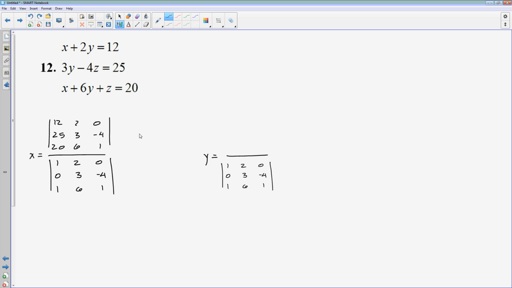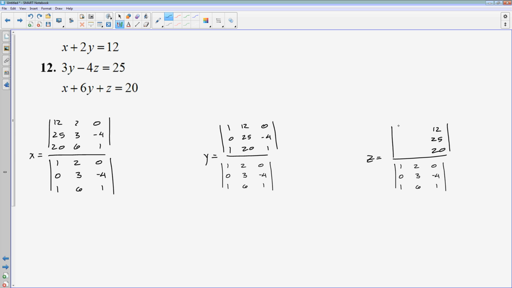And then on top, if I'm solving for y, I take out the y coefficients, which are 2, 3, 6, and I put in 12, 25, and 20. And then my x and z columns stay the same. 1, 0, 1, 0, negative 4, 1. And then for z, bottom matrix stays the same. So I'll stick that under there. And then in top, since I'm solving for z, now I take out the z coefficients and I put in 12, 25, and 20. First two columns will stay the same.